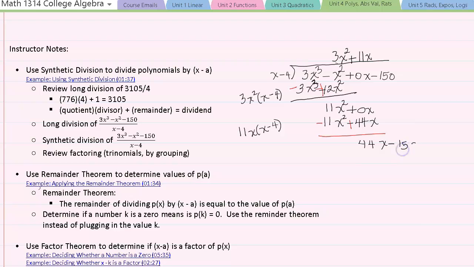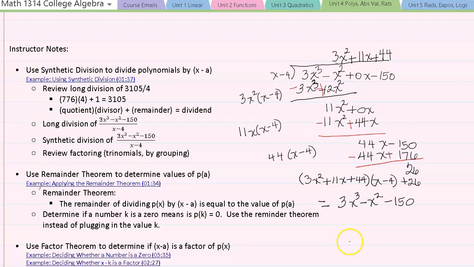X times what will give me 44x? Write 44 in the quotient and multiply 44 times x minus 4 and get 44x minus 176. Change the sign, and add like terms. We find that we have a remainder of 26. This means that we can write our polynomial of 3x cubed minus x squared minus 150 as our quotient, which is 3x squared plus 11x plus 44, times our divisor, which was x minus 4, plus our remainder of 26.